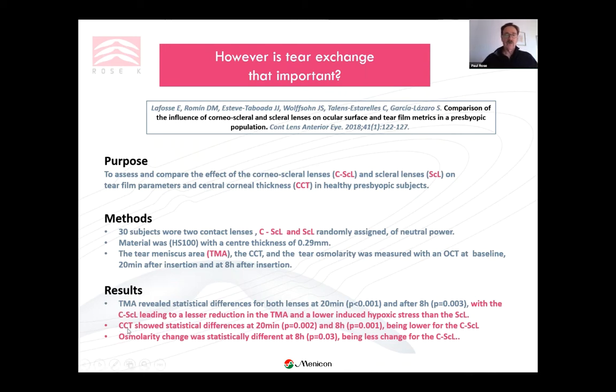Also, the central corneal thickness shows statistical difference at 20 minutes and 8 hours, again being lower for the corneal scleral design. Also, osmolarity changes were different, but again being lower for the corneal scleral design. So this study shows that if you put a contact lens on the eye, whether it's a corneal scleral or a scleral lens, you will get changes in these factors.